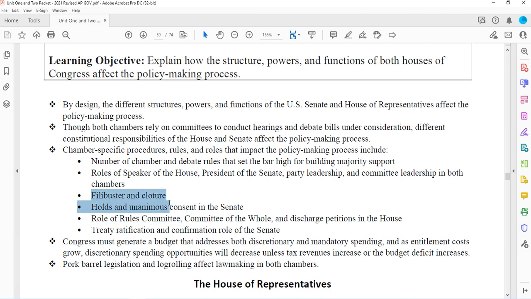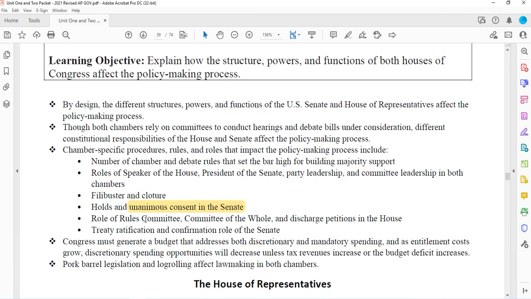Okay, and we also talked a lot about filibuster and cloture. A hold is the modern iteration of a filibuster. Unanimous consent, we didn't really talk about in every class, but I will mention it now. A unanimous consent agreement is something that occurs in the Senate where, as the name suggests, if everybody agrees, then you can proceed forward, and that would prohibit members of the Senate from instituting a filibuster or a hold. So it's a way to fast-track legislation. We'll talk more about that in a minute when we go through the notes.